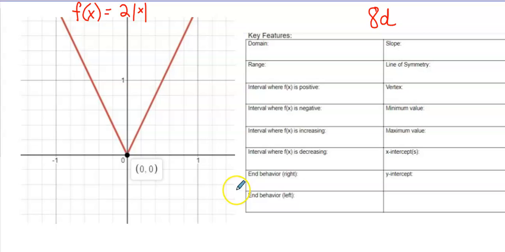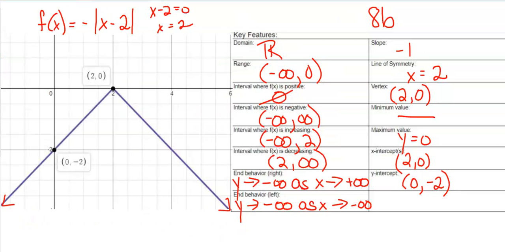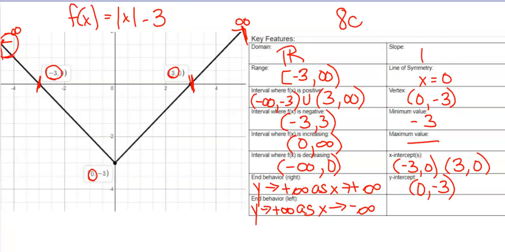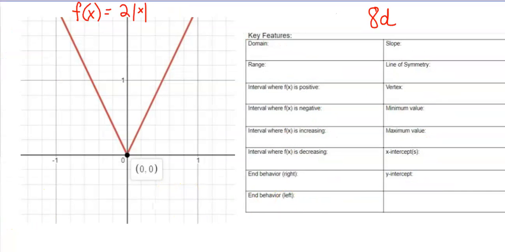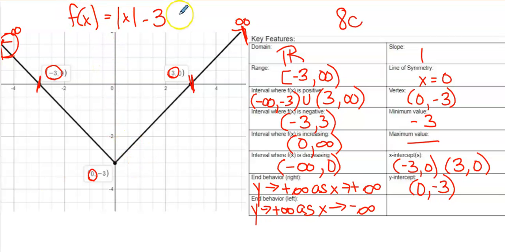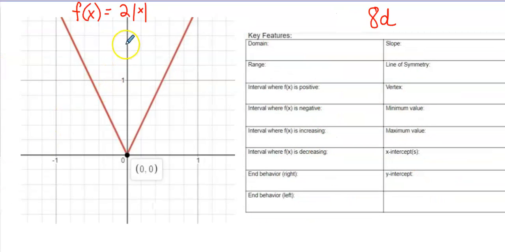I neglected to mention that in your packet, 8C and 8D are backwards because I put the holes on the wrong side of the page. So you would have seen after B, you would have actually seen D, and then C was on the other side. So if you did D by mistake, just change this function equation to this. So just switch the equations and you'll be fine. Okay, so this is 8D, f of x equals 2, absolute value of x. And put your arrows there and go ahead and sketch it.